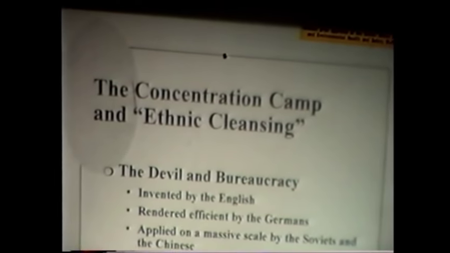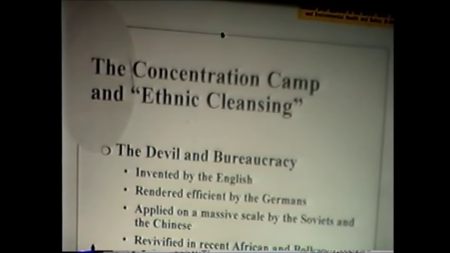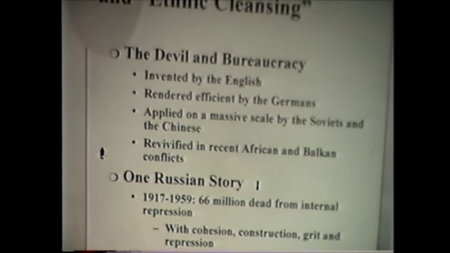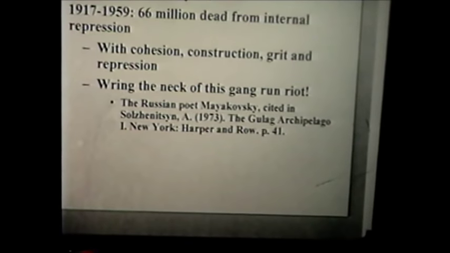That's just an overhead that details some of the things I've already discovered. It's a good poem here. I'm going to tell you a story from the Soviet Union that Solzhenitsyn told. He introduces it with the poem from the Russian poet Mayakovsky, who's a Soviet sympathizer. With cohesion, construction, grit, and repression, wring the neck of this gang-run riot. That's a nice poem. Solzhenitsyn wondered, well, who was the gang?